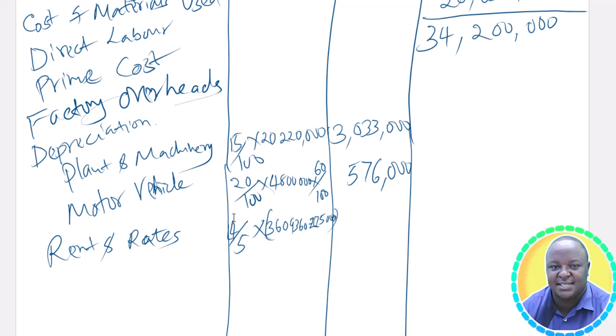So minus 275,000. So if we do 3,609,360 minus 275,000, times 4 divided by 5, we are going to get the figure to be 2,667,488.